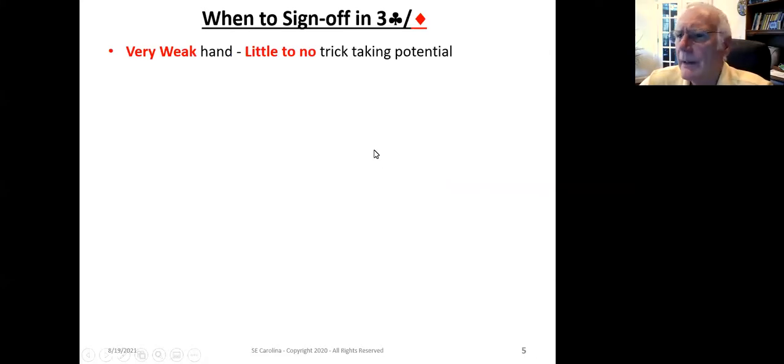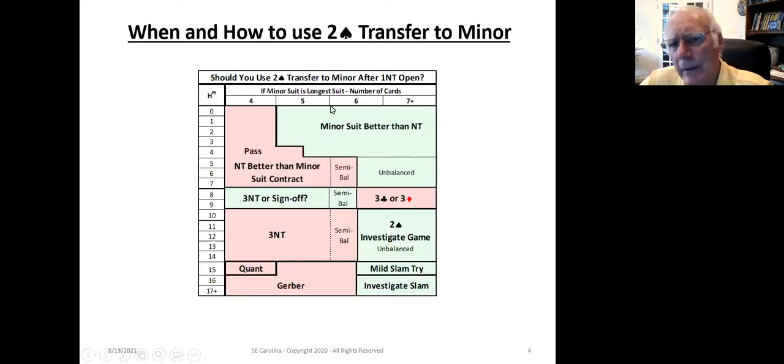Okay, when to sign off in 3 clubs or 3 diamonds. If we back up for a second and look at this, we want to be able to sign off in this green area here, where we know we don't have enough points for game. What's 7 plus 17? 24. 24 is not enough for game. So in this area, we want to sign off. We want to sign off either in no trump, which is really easy to do because we just pass, or we use the 2 spade convention.